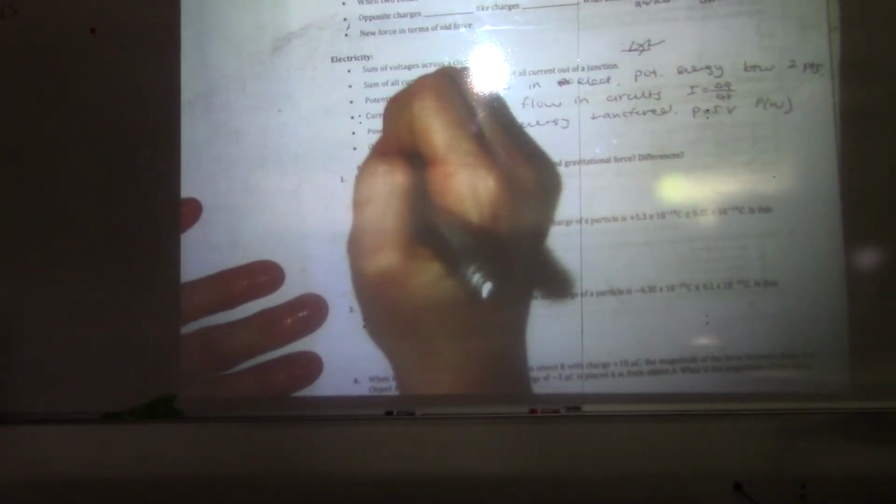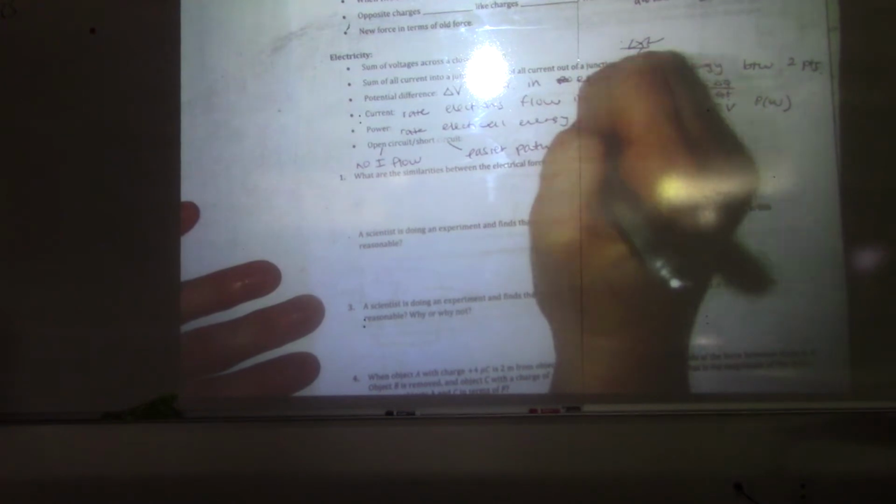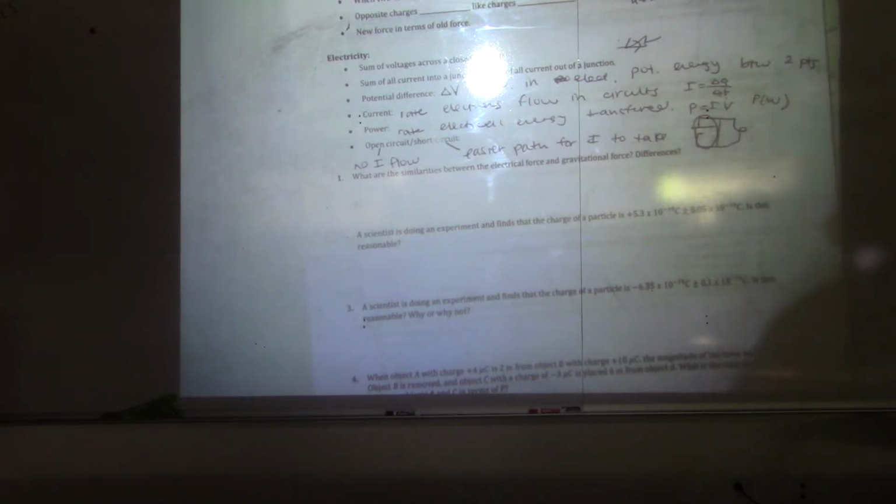Open circuit, short circuit. Open circuit is no current flow because it's open. Short circuit is when you give an easier path for current to take. So either way, the bulb or whatever it is isn't getting current. So open circuit is very straightforward. Short circuit is like if I have something like this and I put a wire right here, well now instead of current going through the bulb, now it just goes along like this. That's short circuit. I'm providing a shortcut so it'll go there instead.